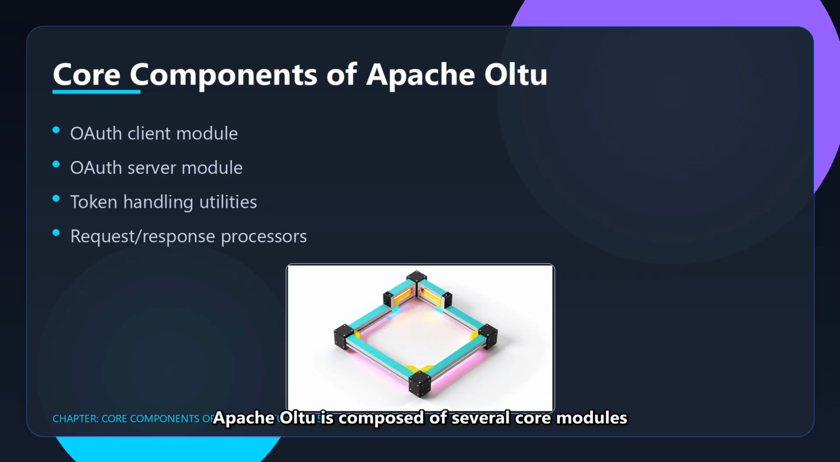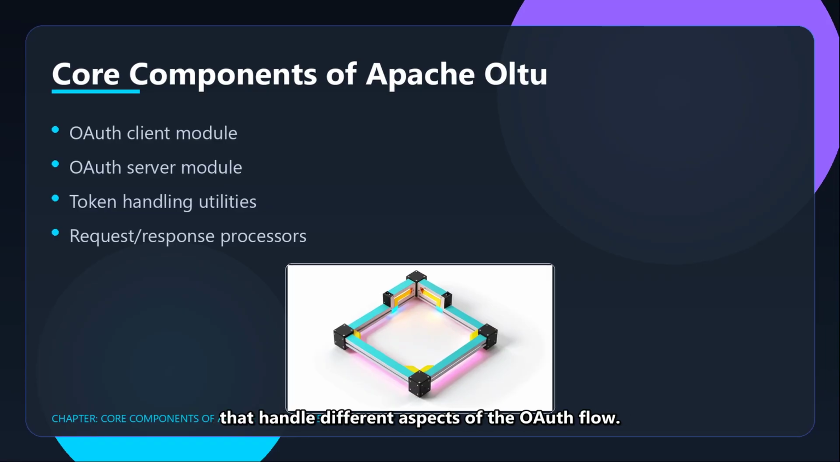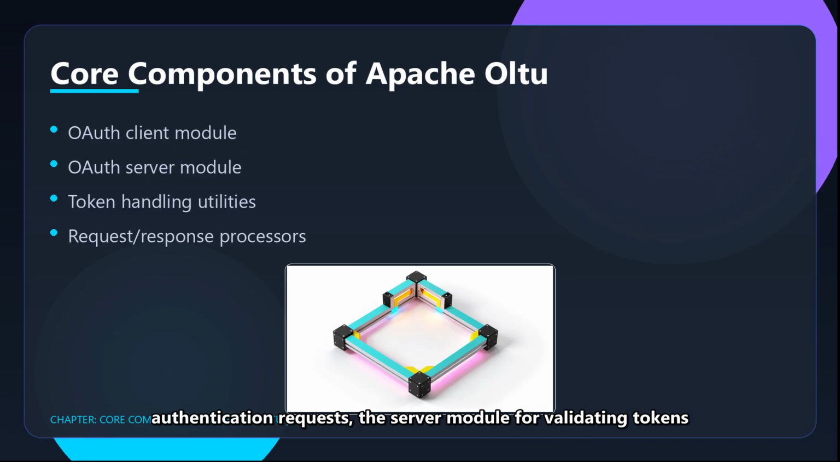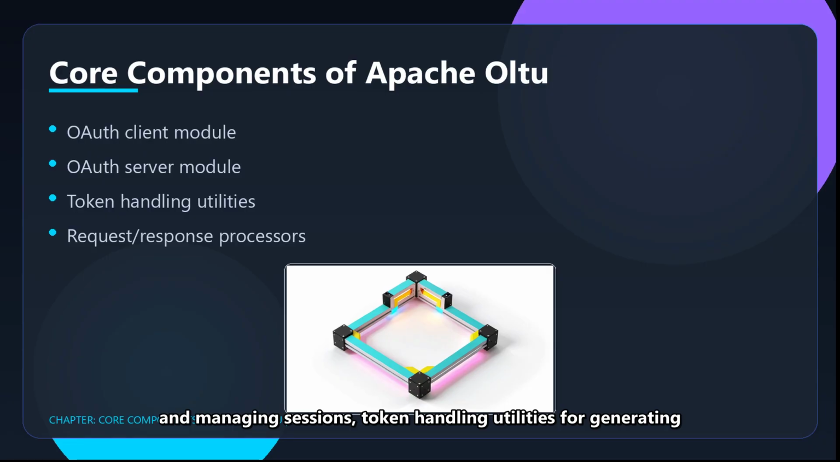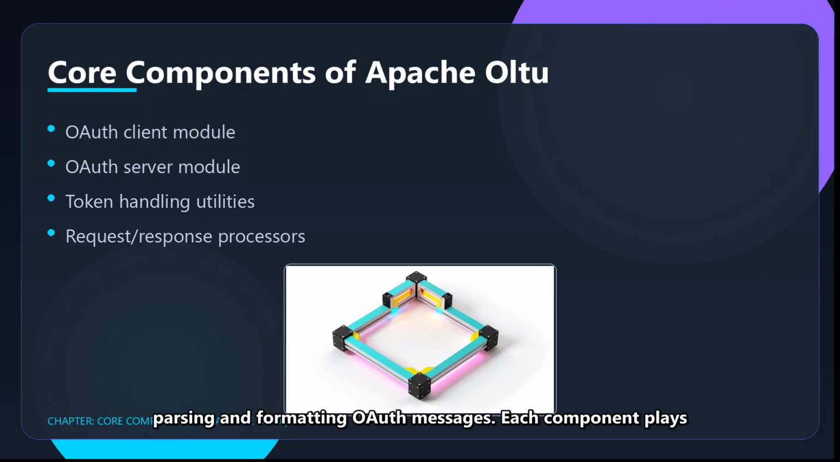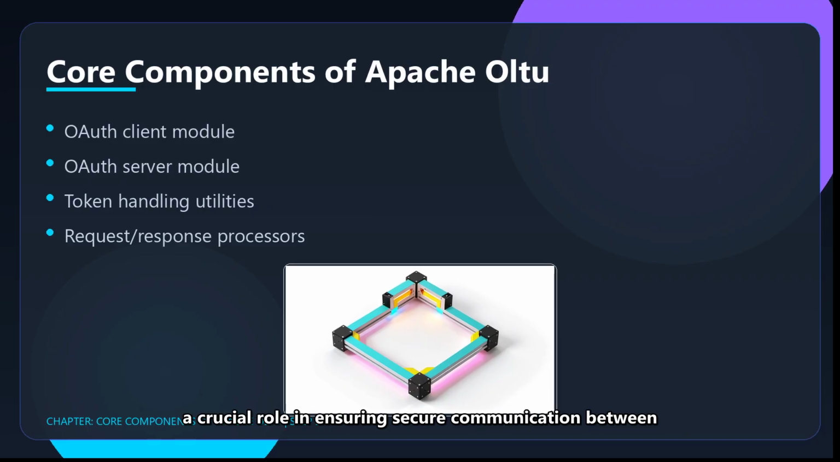Apache Oltu is composed of several core modules that handle different aspects of the OAuth flow. These include the OAuth client module for initiating authentication requests, the server module for validating tokens and managing sessions, token handling utilities for generating and verifying access tokens, and request response processors for parsing and formatting OAuth messages. Each component plays a crucial role in ensuring secure communication between clients and servers.